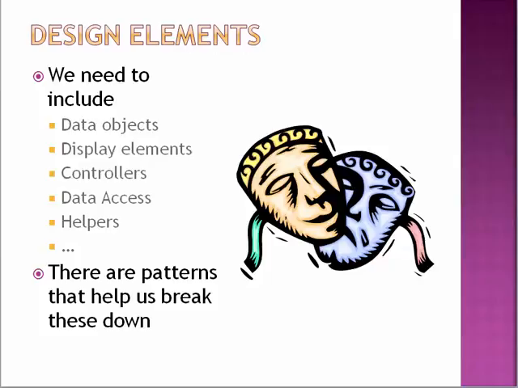So the design elements we need to consider then, and we're just giving an example of this, are: what are the data objects? That's the business objects we talked about. How do I display this, and what code am I going to have to write to display this stuff? Is it web pages? Is it Android applications, iPhone applications, Swing applications, user interfaces, Microsoft Foundation Classes, whatever it's going to be? How do I control all this stuff? How do I access data, and what are the helpers that are out there? And patterns can help us break this down.